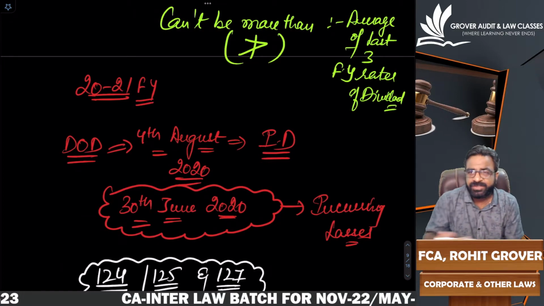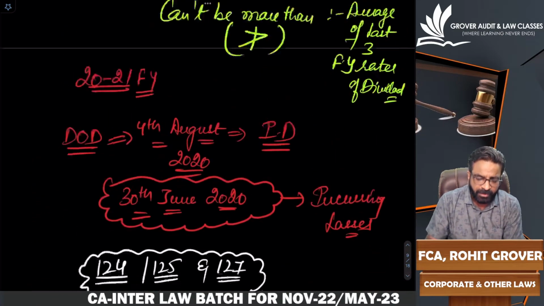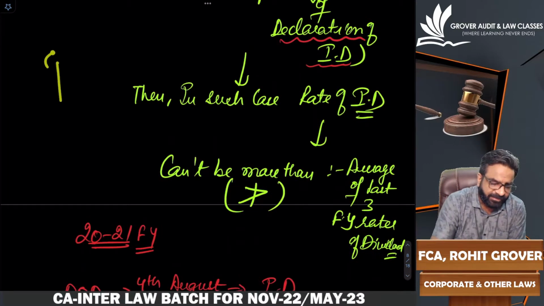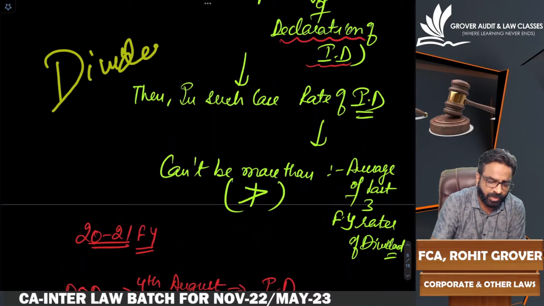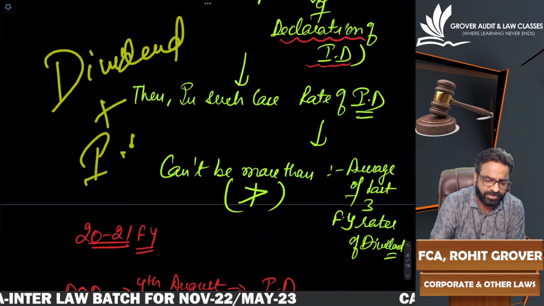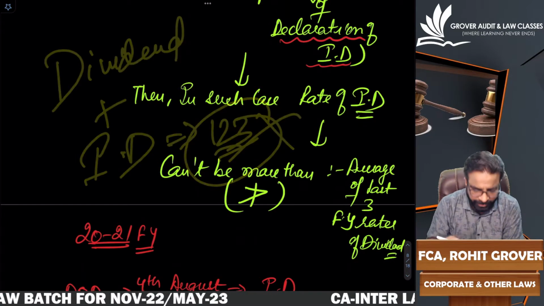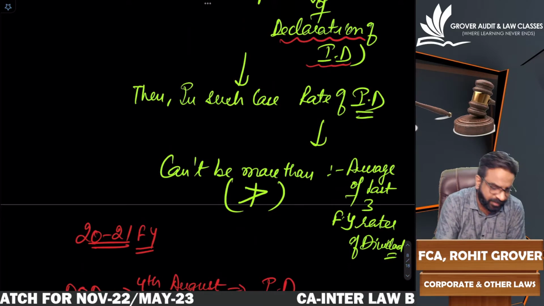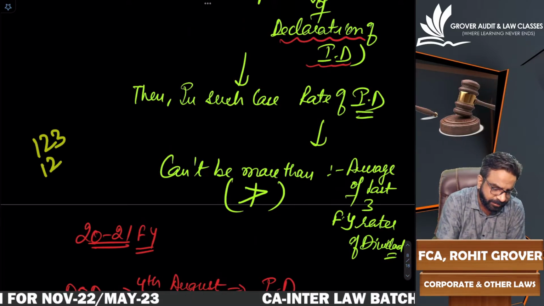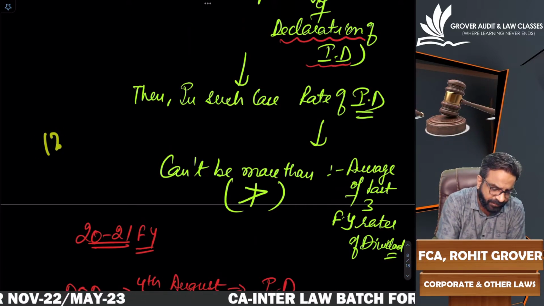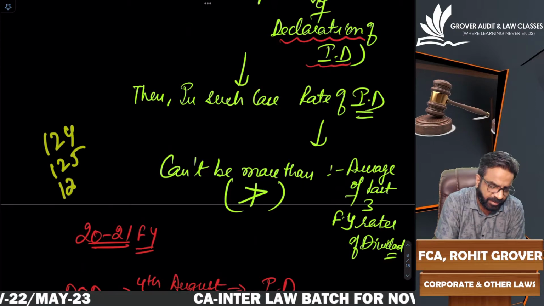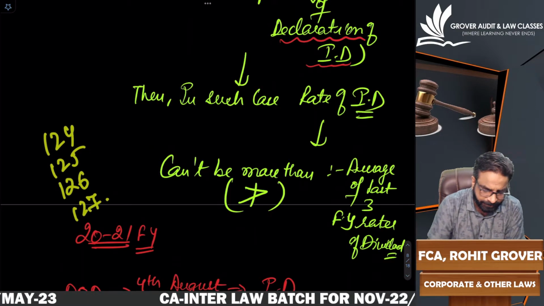Now, next topic. With this, our dividend provisions are over, plus interim dividend provisions are over. Along with that, section number 123 is also over. Now, how many sections are we left with? We are left with 124, 125, 126, and 127. Am I clear? Yes, sir.